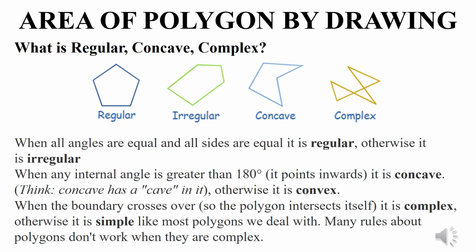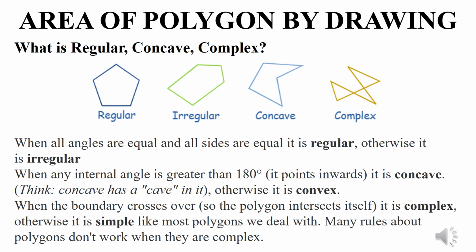Area of polygon by drawing. What is regular, concave, complex? When all angles are equal and all sides are equal, it is regular. Otherwise, it is irregular. When any internal angle is greater than 180 degrees, it points inwards, it is concave. Think, concave has a cave in it.